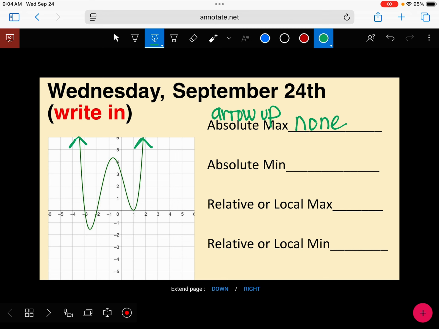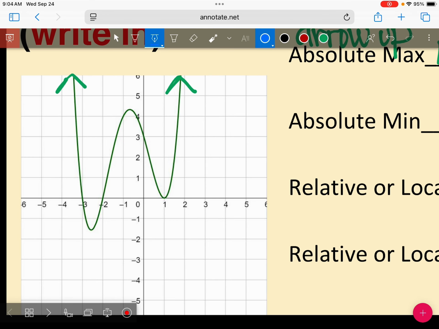So we have these two dips. This is a dip. This is a dip. Which one is lower, the blue or the red? The blue. So we're going to list this. This is my lowest point. So I call this the absolute min, the absolute minimum, because it's my lowest point.